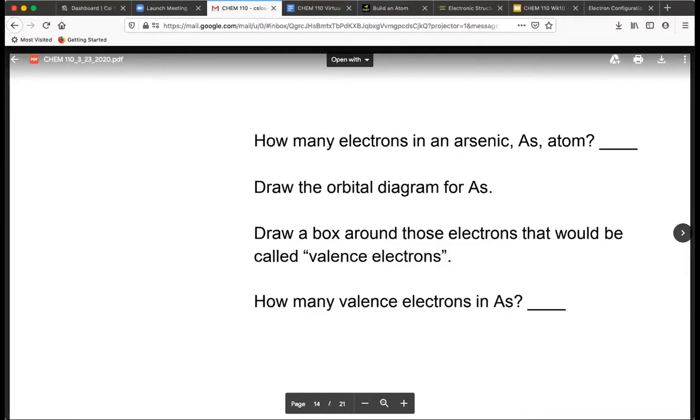Where would you find arsenic on the periodic table? If you find nitrogen and you look below it, there should be phosphorus and then there should be arsenic. So there should be 33 electrons for arsenic. Let's see if you can draw an orbital diagram for arsenic and what it looks like.